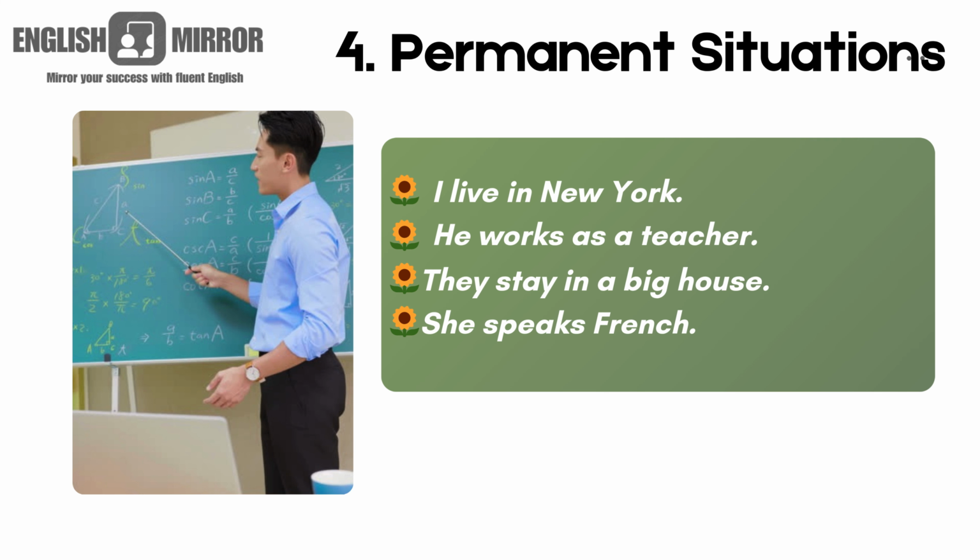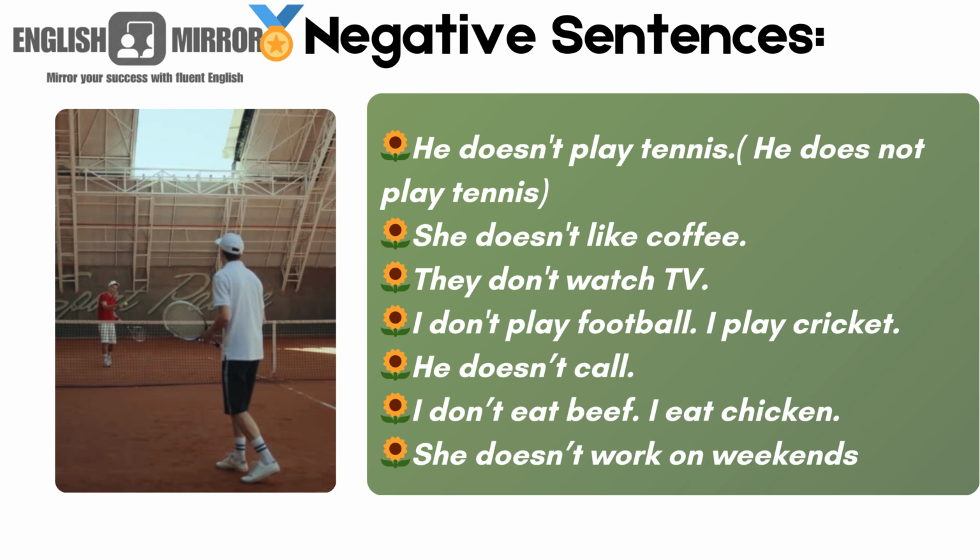Like this we can make negative sentences also. How do we make negative sentences? By adding not, like don't, doesn't, can't. Here we are using doesn't and don't only. First one is: He doesn't play tennis. He does not play tennis. That is the usage. She doesn't like coffee. She does not like coffee is compressed as she doesn't like coffee.